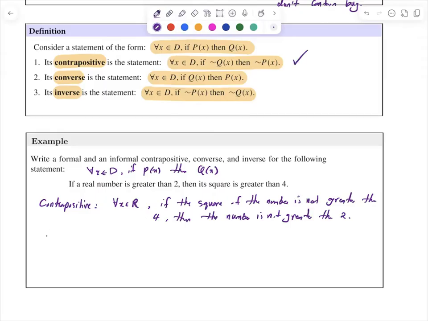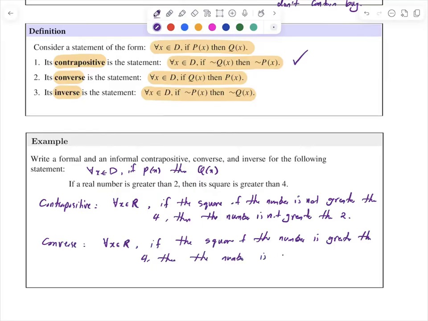Now let us take a look at the converse. For the converse, as you can see, we're just switching the conclusion and hypothesis roles. For any real number, if the square of the number is greater than 4, then the number is greater than 2.